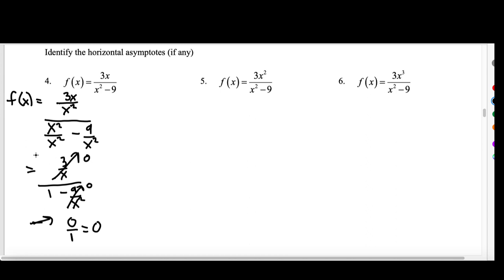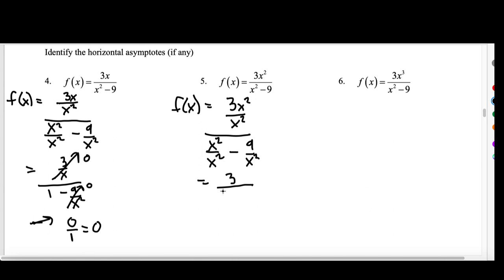I can do a similar approach for these other two. For this one, again, the largest power of x is x squared, so let's divide everything by x squared. f of x is equal to 3x squared over x squared over x squared over x squared minus 9 over x squared. This is equal to 3 on top, since the factors of x squared cancel. X squared over x squared is 1.